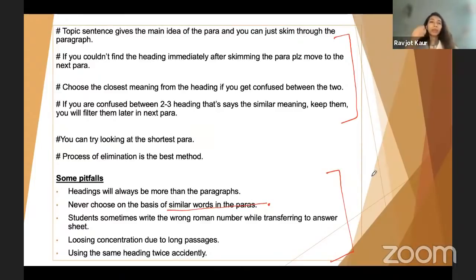Using the same heading twice accidentally is something you are not supposed to do. You cannot repeat the headings for any paragraph. You can check at the end, whenever you write this list of headings, whether you have repeated any heading or not. If yes, please correct and rectify it then and there.